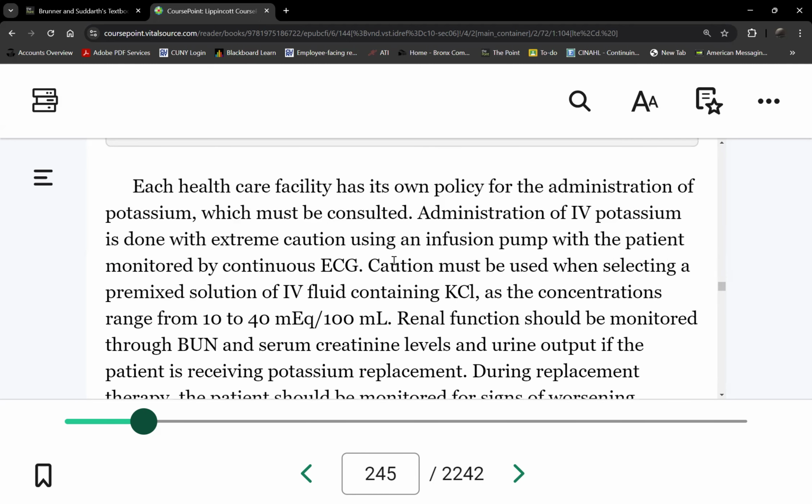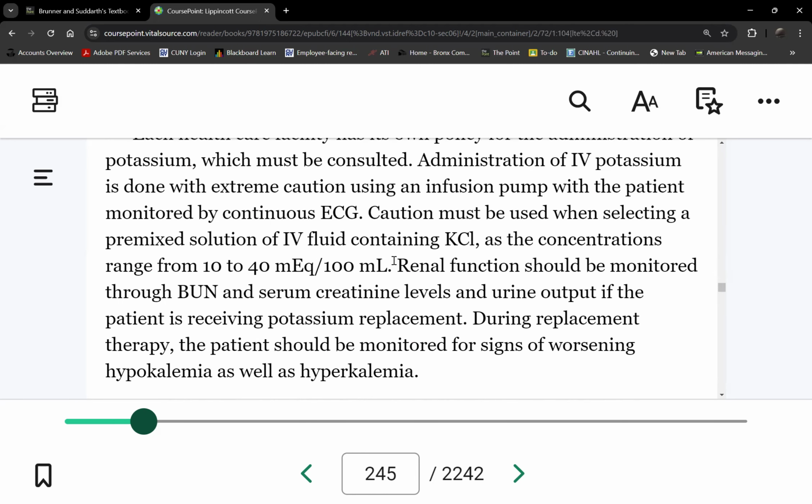The maximum you can give technically is 20, but I have never in my life received such an order. The order we usually receive is 10 milliequivalents per hour, no matter how severe the patient's hypokalemia is. Is that clear? Okay. We can give oral and IV at the same time. We've seen that because they have different rates of absorption, so it's okay.